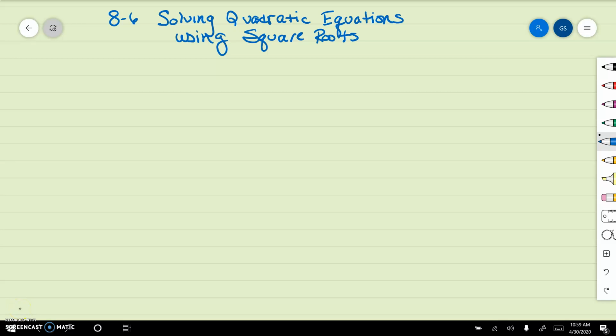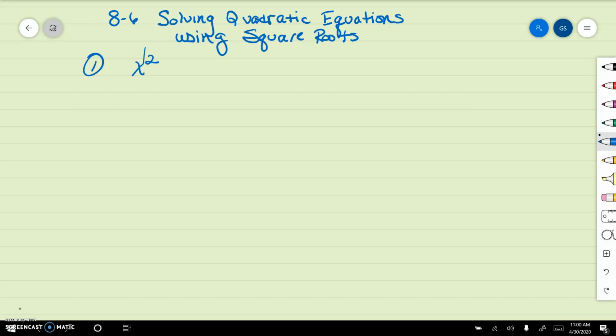Hi everybody. Today we're going to work on lesson 8-6, solving quadratic equations using square roots. So what we're going to start with is solving a quadratic equation, which we worked on last week. So my first example is a review example.